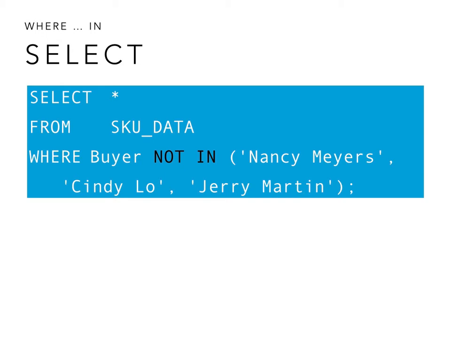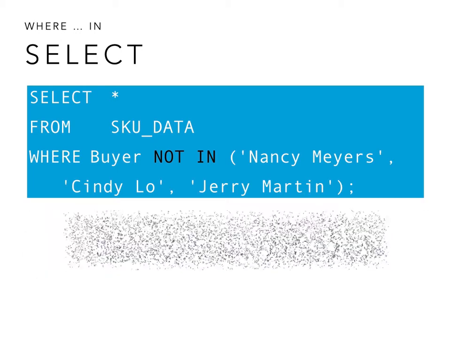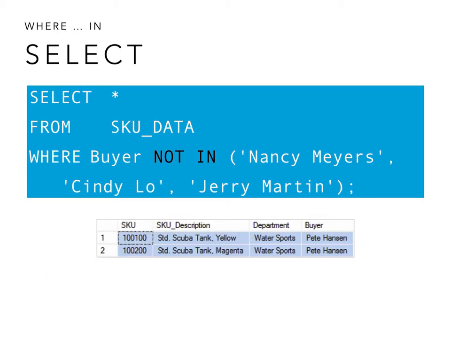You can also do the complement of that and say not in. So this will find anything not in this list. So it looks like Pete Hansen is the only one that matches in this case.